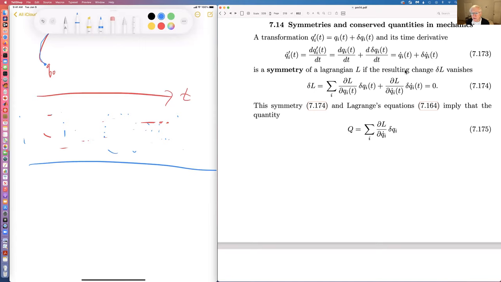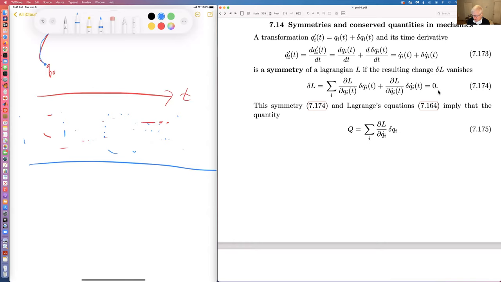So first of all, let's consider a symmetry. Suppose you change Qi to Qi prime, and therefore you've changed Qi dot to Qi prime dot. It's a symmetry of the Lagrangian if the Lagrangian doesn't change. So partial L partial Qi delta Qi, plus partial L partial Qi dot delta Qi dot, all added up, you get zero. So let's take this symmetry then, assume delta L equals zero. What does that tell us? And let's use Lagrange's equations.